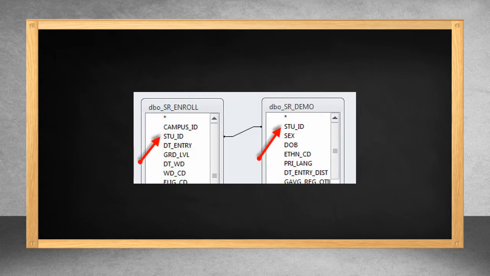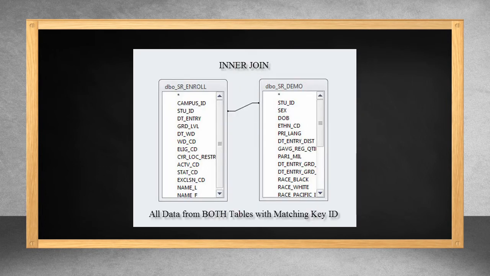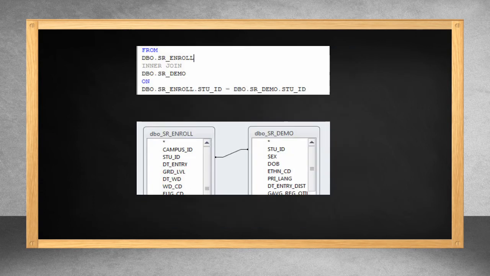Table information is joined together on key IDs that are the same in both tables. This inner join pulls all data from both tables where both student IDs match. To create a query that pulls the date of birth, gender, and ethnicity for all of the students named MAR, you need to join the enrollment table to the demographic table on those student IDs.